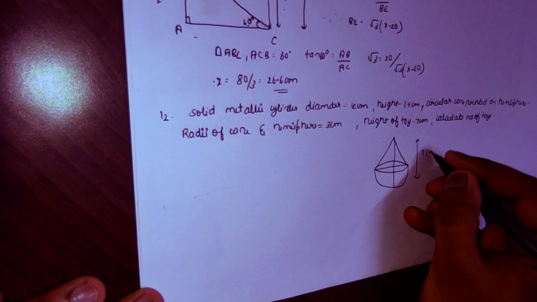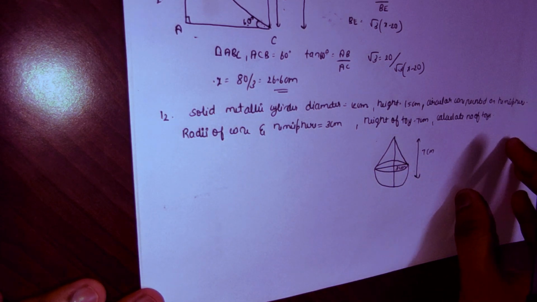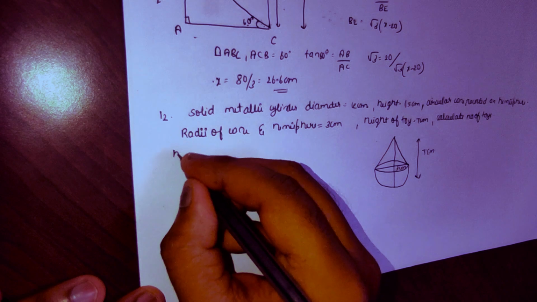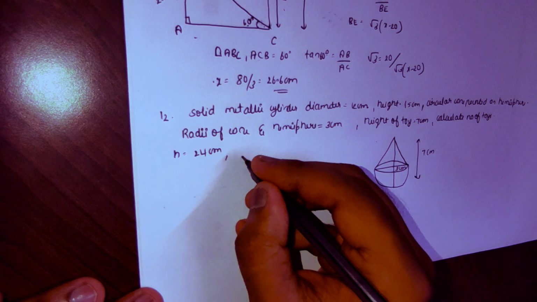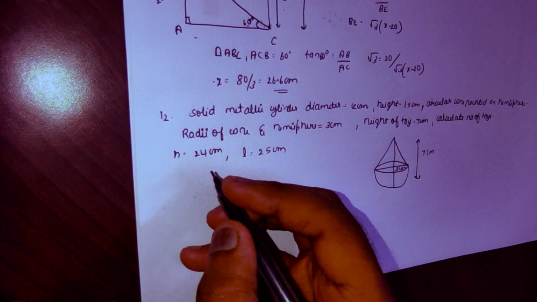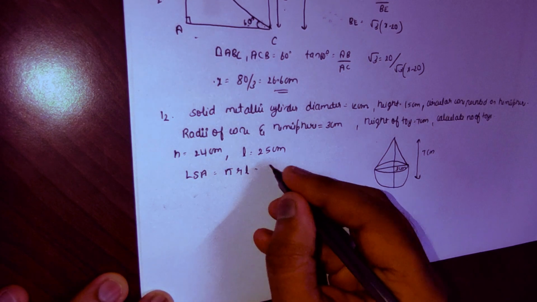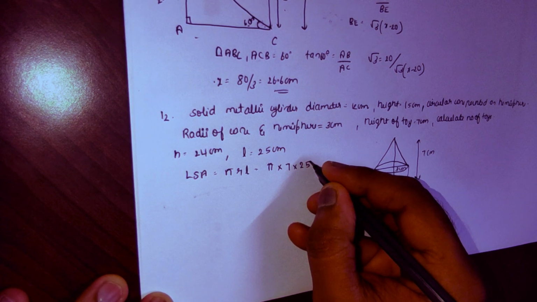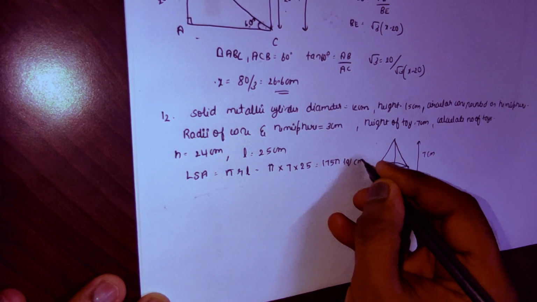This is the given height of the toy, that is 7 centimeter, and the radius of the hemisphere is also given, 3 centimeter. Cone radius is also 3 centimeter. We know height of the cone h is equal to 24 centimeter. Slant height of the cone L is equal to 25 centimeter. Lateral surface area of the cone is equal to pi R L. We substitute pi, R is 7, into 25. L is 25. We will get 175 pi square centimeter.